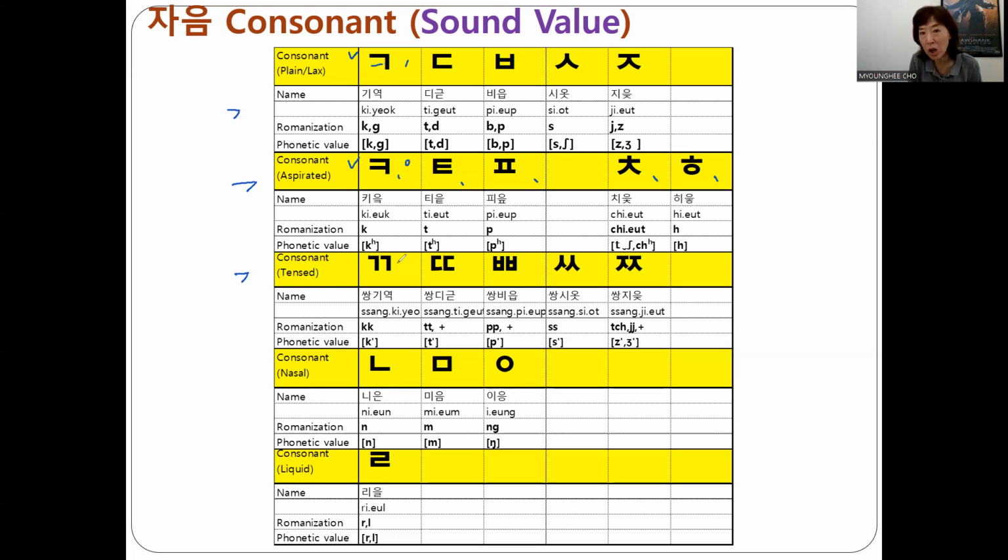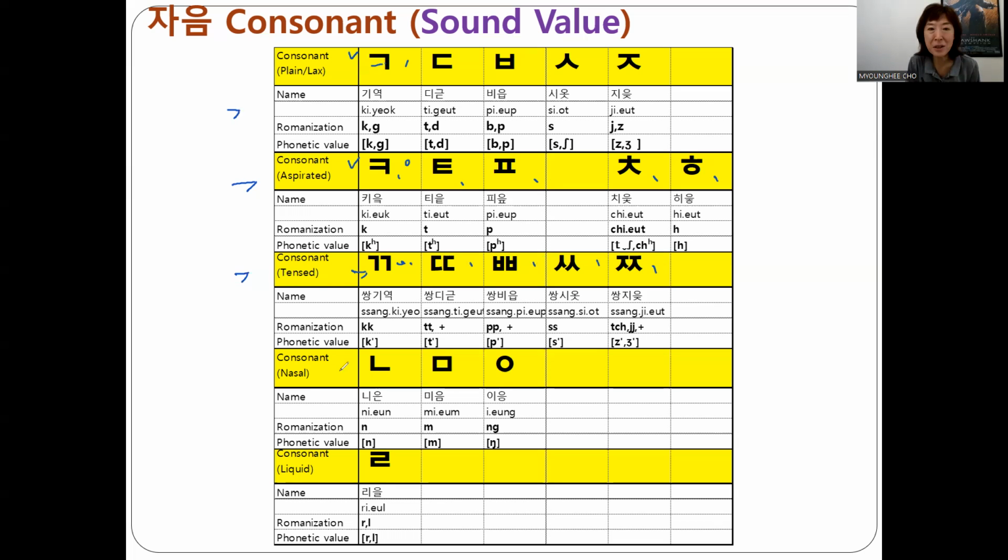If you look at the consonants, you will see that just by doubling plain consonants, you can get the tensed consonants. And as the name says, when you say these consonants, you have to add more strength. For example, listen to me carefully. 그, 뜨, 뿌, 스, 쯔.